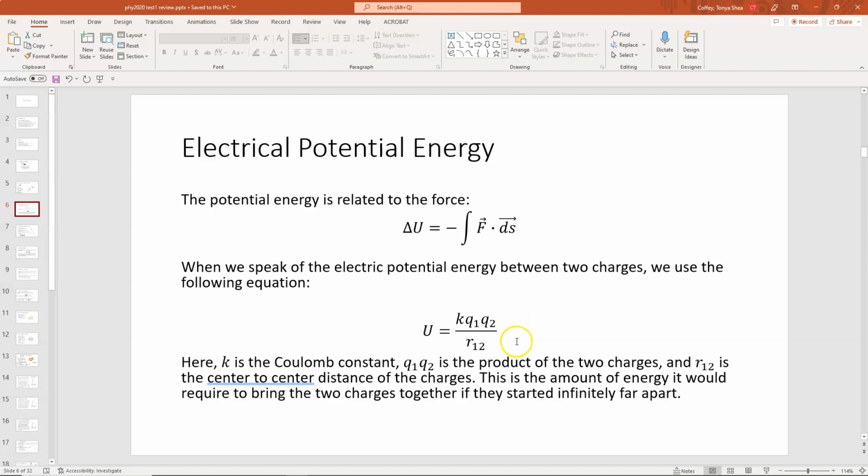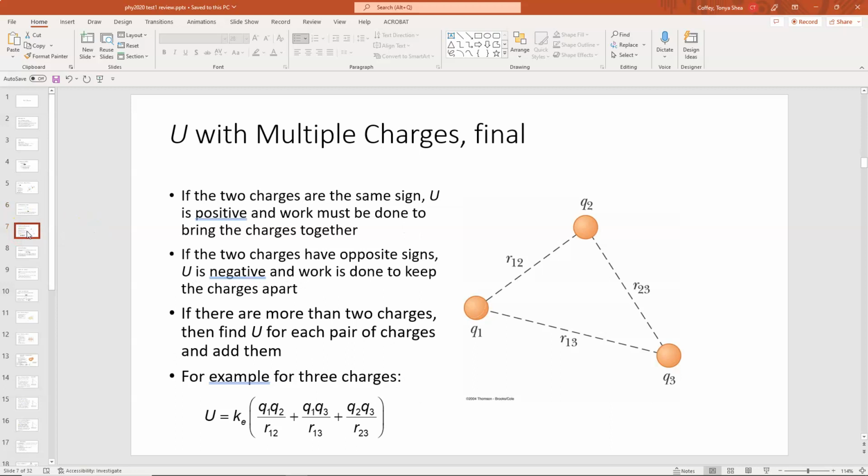And that's k q1 q2 over r, where r is the center-to-center distance between the charges, and q1 and q2 are the magnitudes of the two charges, respectively. Of course, this shows that if the charges move infinitely far apart, the potential energy between them goes to 0. If you have two charges that are the same sign, then the potential energy is positive and work has to be done to bring them together. If the two charges have opposite signs, then the potential energy is negative and work has to be done to keep the charges apart, because likes repel and opposites attract.